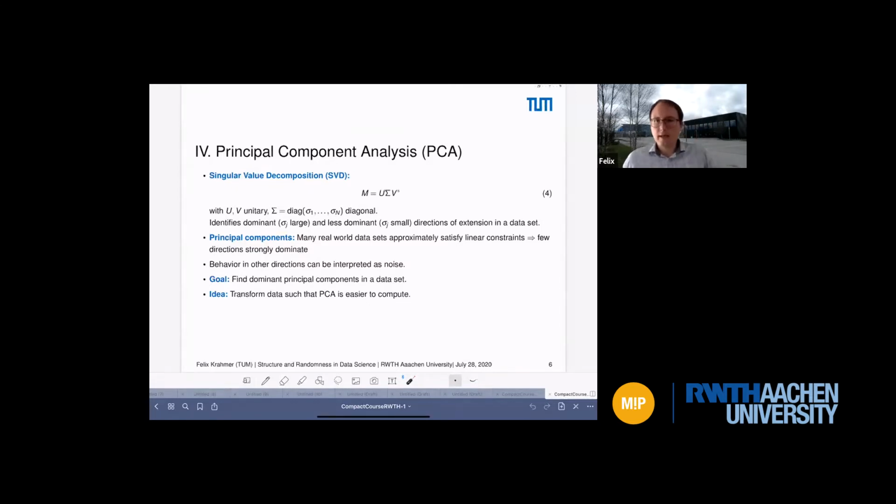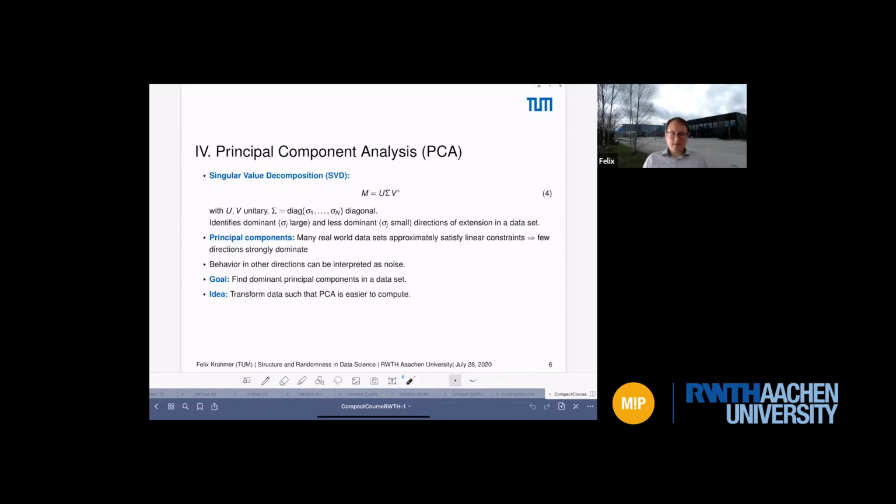I think you're all familiar with the singular value decomposition. So then you have a matrix, and you can decompose it into a unitary matrix on the left and on the right, U and V star, and then we have some real, positive diagonal matrix in the middle that captures the singular values. And the intuition behind this is that it identifies some dominant and less dominant directions of extension.